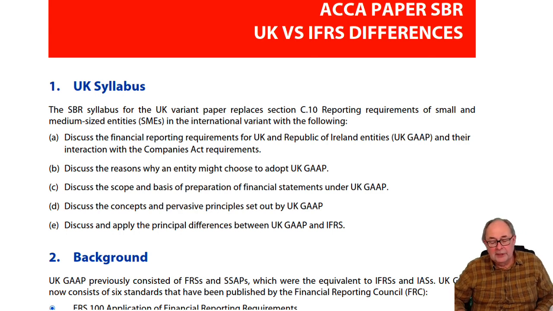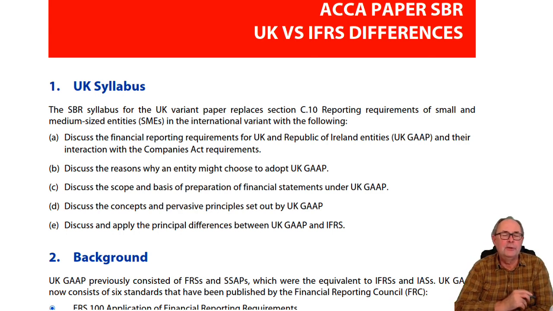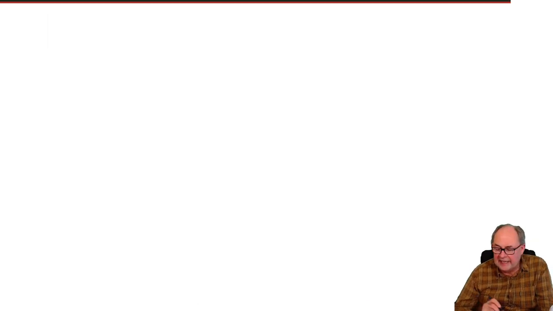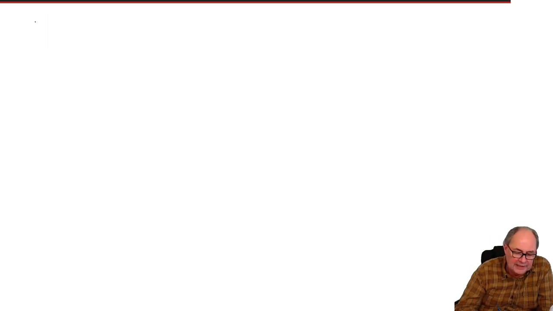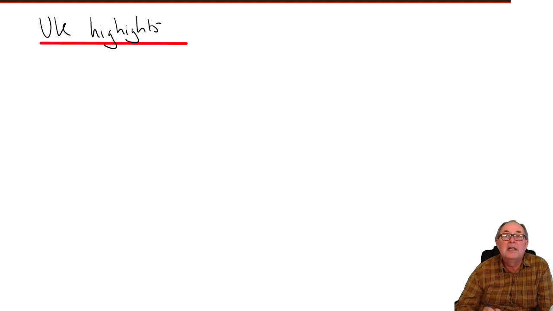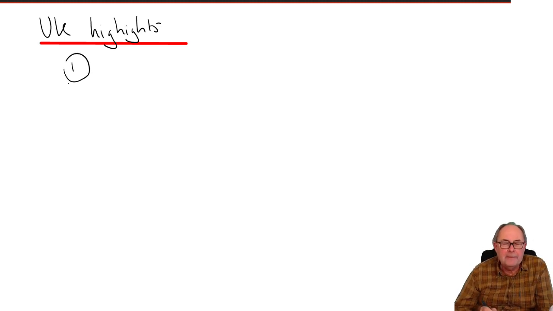So what I'm going to do, rather than just read through the note line by line, is just to highlight some of the key UK points. So I'm just going to call these UK highlights, some of the key differences, the ones that are really very easy for the examiner to test, and in no particular order.